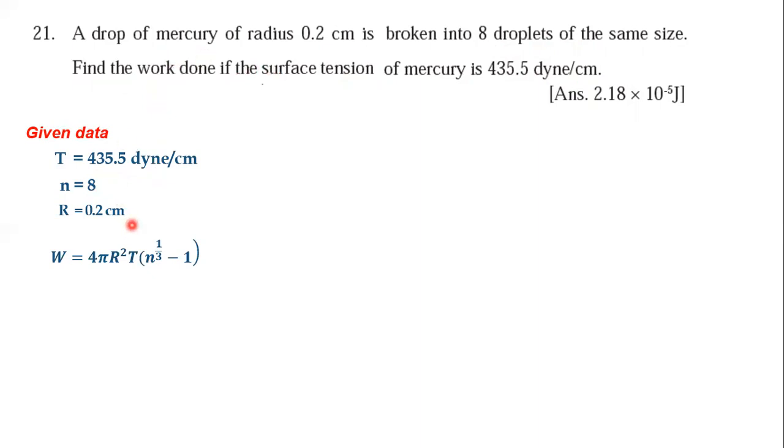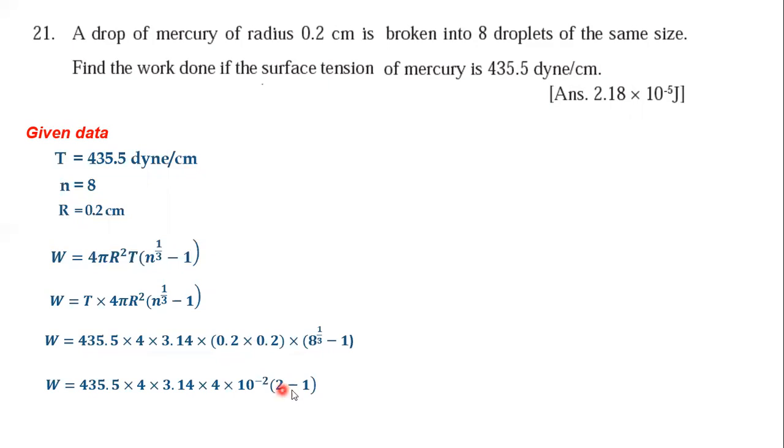to break a drop into droplets, given by the formula 4 pi R square T into (n raised to 1 by 3 minus 1). So here n is 8, 8 raised to 1 by 3 is 2, 2 minus 1 is 1. So this bracket is coming 1. Okay, surface tension we substitute as it is, 4 as it is, pi is 3.14, R is 0.2 centimeter. Because here we have taken surface tension in CGS, so we have taken radius also in centimeter. So this is coming 1.